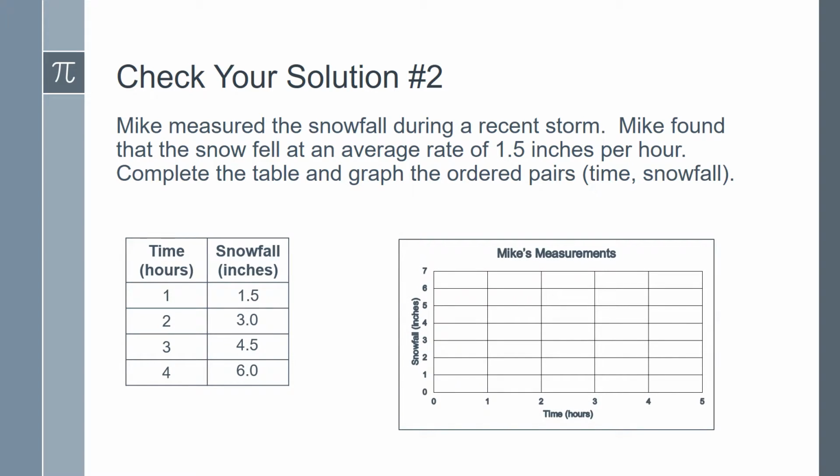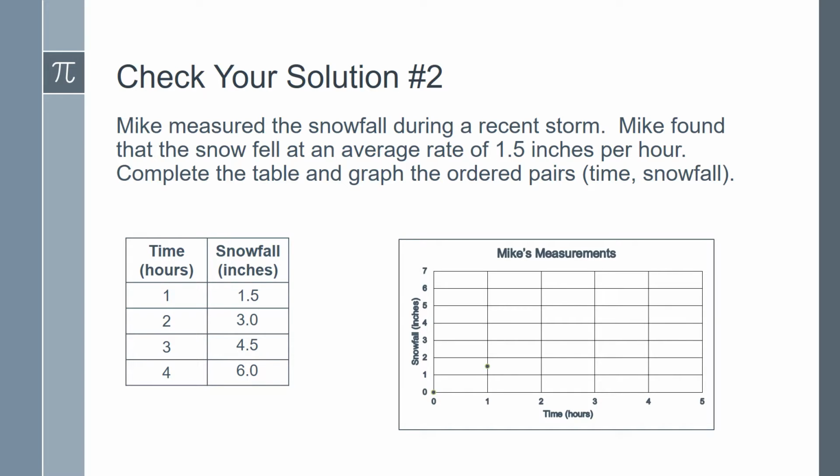We have Mike's measurements of the snowfall, with time in hours on the x-axis, and snowfall in inches on the y-axis. Remember that if no time has passed, no snow has fallen, so our first point will be at 0, 0. Our next point will be at 1 hour on the x-axis, and we'll estimate halfway between 1 and 2 inches on the y-axis, and we'll graph this point.